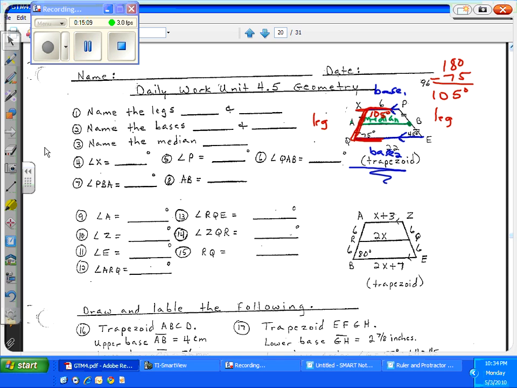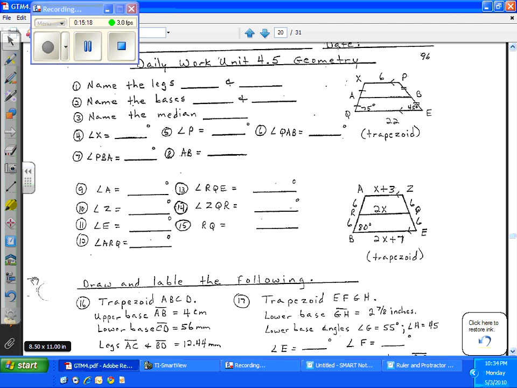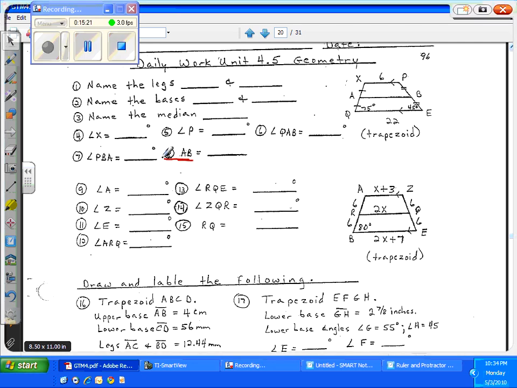Going to be a little bit of algebra involved in finding the pieces and parts of the bottom one. To find AB, remember AB is the median, and the median can be found by taking 1/2 the sum of the bases, and the bases are your 6 and 12, so you would plug those in and solve.